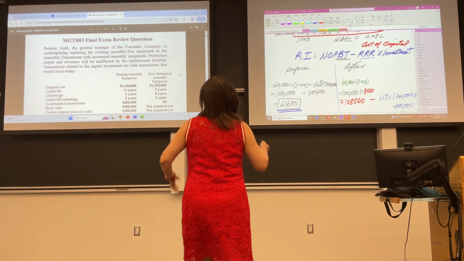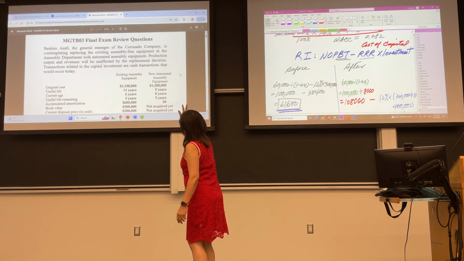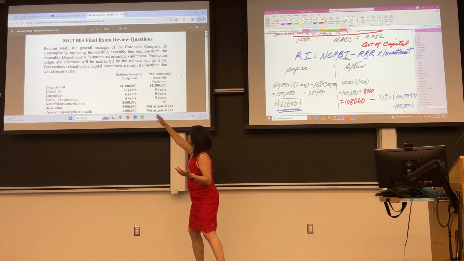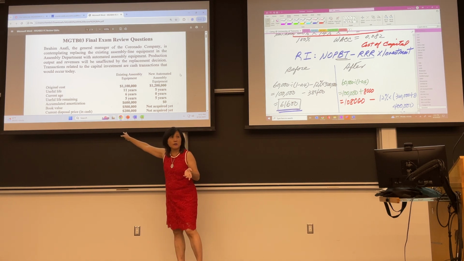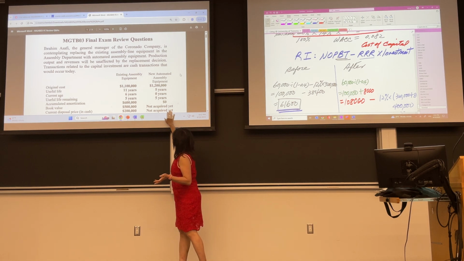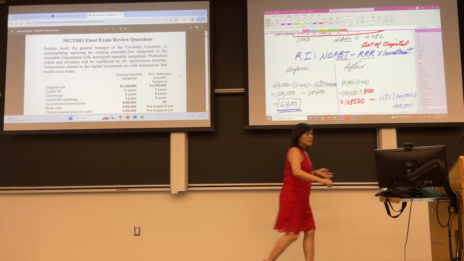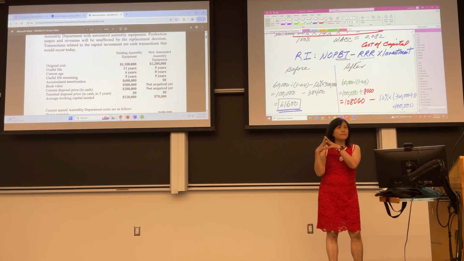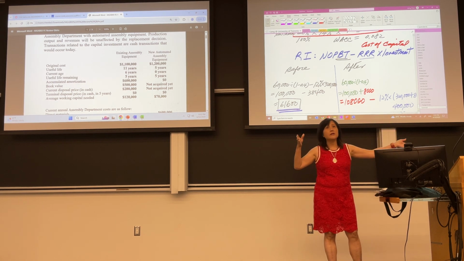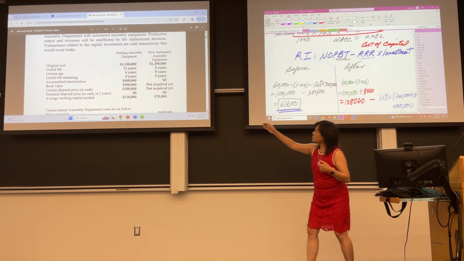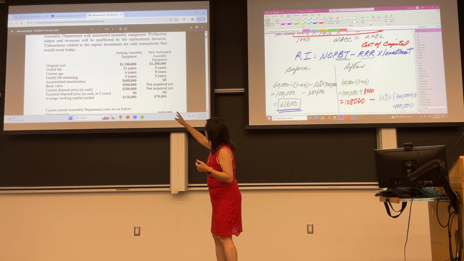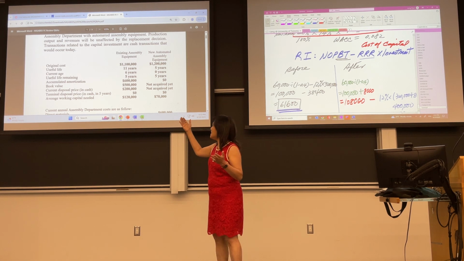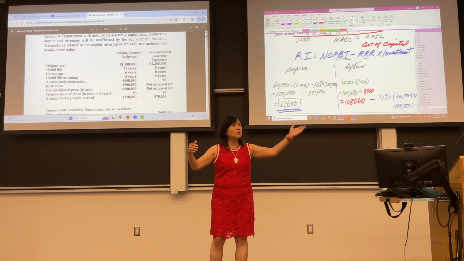Okay. So the general manager of this company is facing the question: should I replace the existing machine or not? Okay, so this is the new quote for the new machine. The original cost of the machine is 1.1 million. When we purchased it, we were going to use it for 11 years. When was this purchased? 6 years ago. That's why the current age is already 6 years. How many years to go? 5 more years to go.